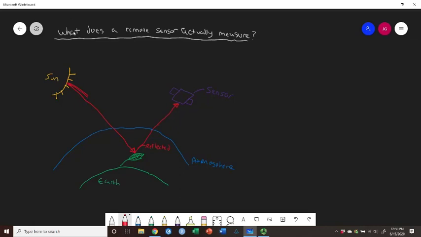Actually, let me do it this way. Some portion of that energy that was coming in is being transmitted through the atmosphere, hitting the leaf and being reflected. Some portion of it is being reflected off of the atmosphere directly. It's also reaching the sensor.